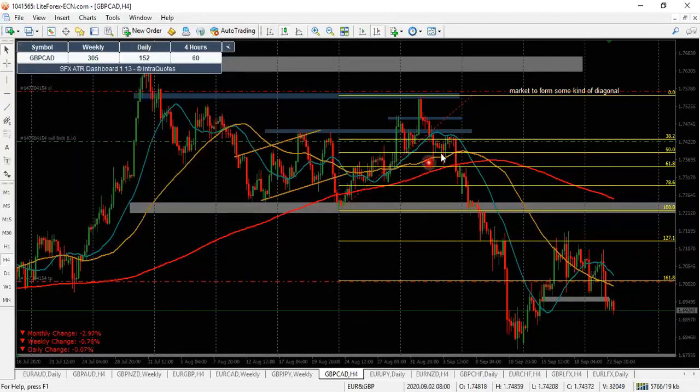Now, how did we miss all this action? We missed all this action because we should have spotted that this was a trap here, but we did not spot it, and it went out to hit our stop loss and came back. So definitely this was a trap, and this was an exhaustive rally.